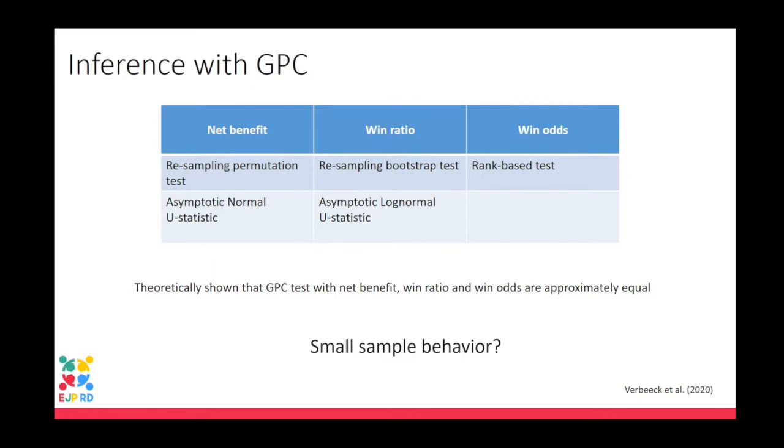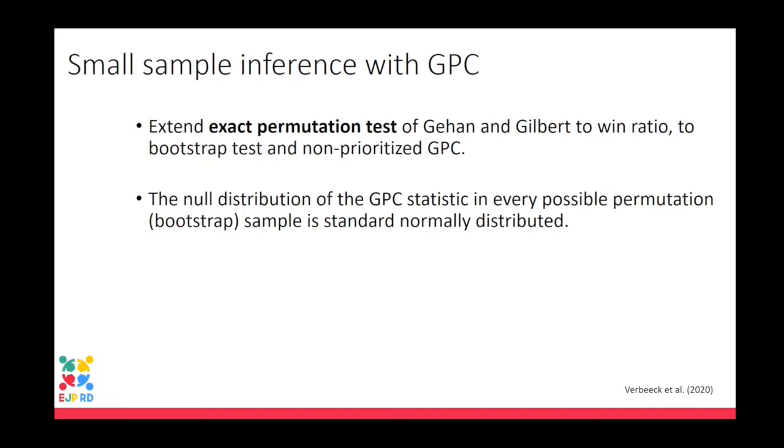But now, small sample behavior. Well, in fact, if we look at the Gehan test, the Gehan and the Gilbert test, remember that's the univariate extension of the Mann-Whitney to censored data. Quite some time ago, they suggested a test, which we call now the exact permutation test. And what that does is, in fact, we are going to permute the data that we have. If we take every possible permutation of the data, calculate there the GPC statistic, the net benefit, for example, we have a bunch of net benefits. Then we can make a distribution of that.